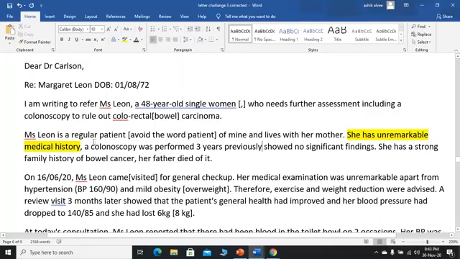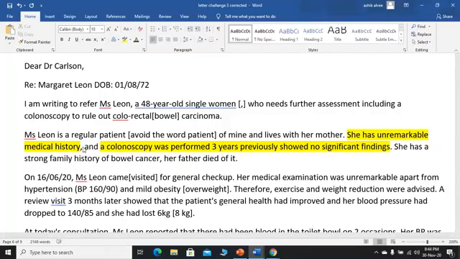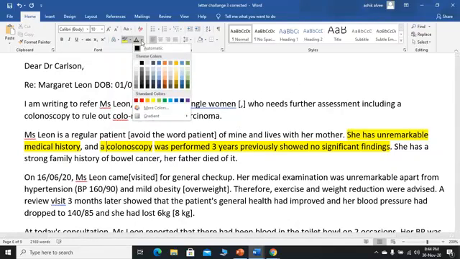Okay, the point I was about to make is this: a colonoscopy was performed 3 years previously that showed no significant findings. These are two definite clauses. So when you are adding two definite clauses in a compound sentence, you have to put a connector after the comma. So it should be she has unremarkable medical history and a colonoscopy was performed. Okay, I think you get this.